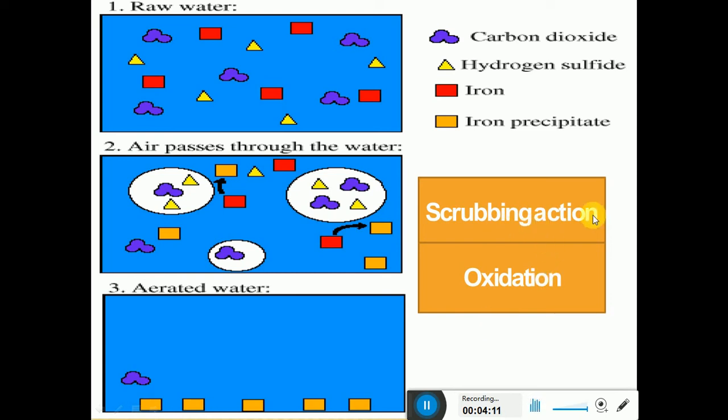Okay, so here the scrubbing action takes place, and also the oxidation of iron takes place, so that iron will be precipitated and removed. Okay, so this is what exactly happens in the process of aeration, that is removal of odorous gases like H2S, then oxidation of iron and manganese, then water will be enriched with the oxygen, that is dissolved oxygen content will be increased, and also some carbon dioxide will be removed.